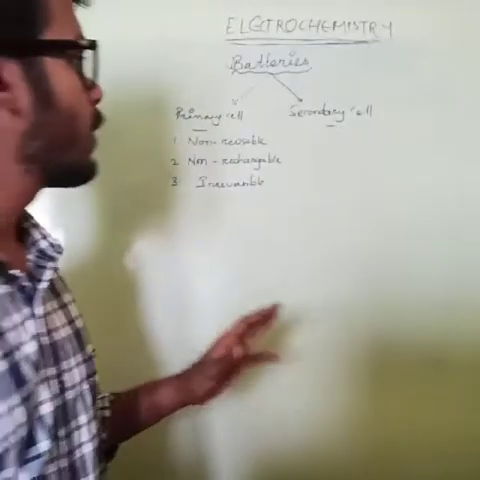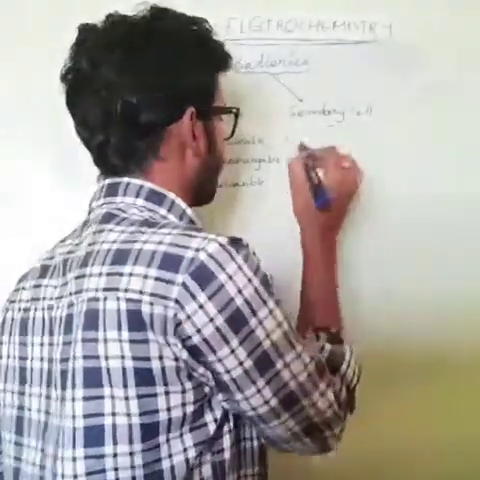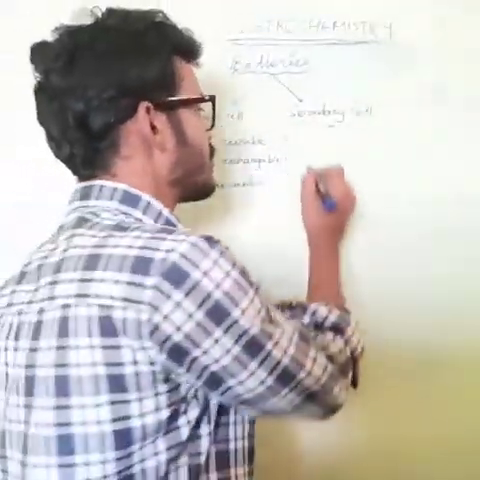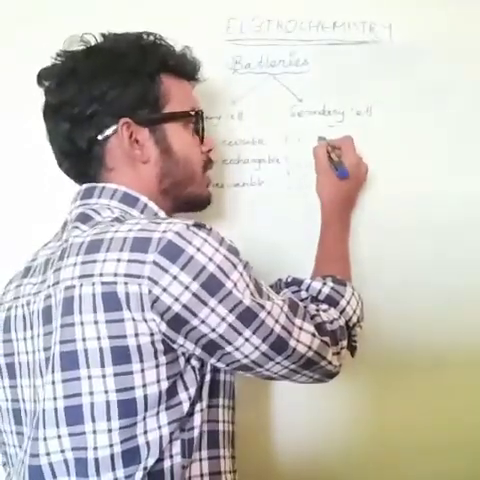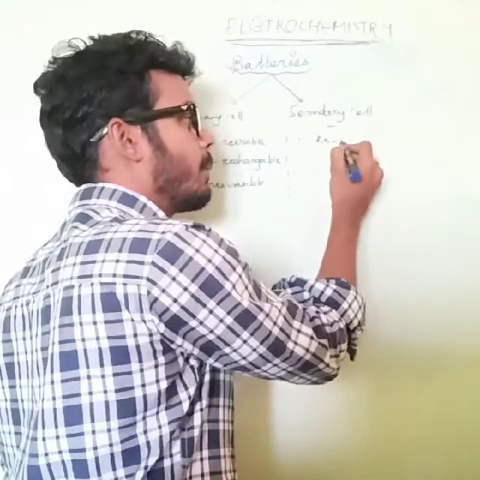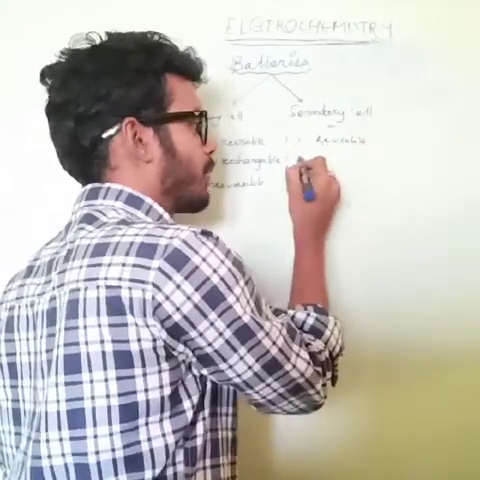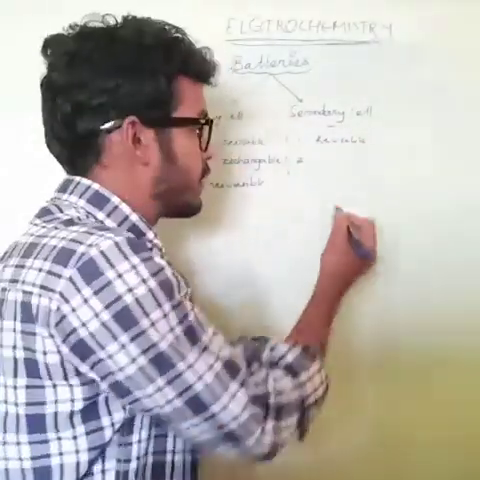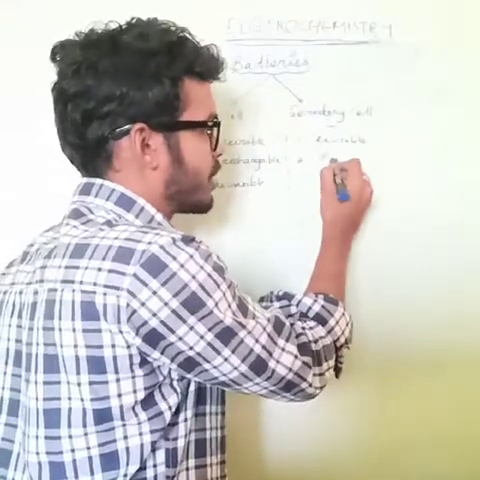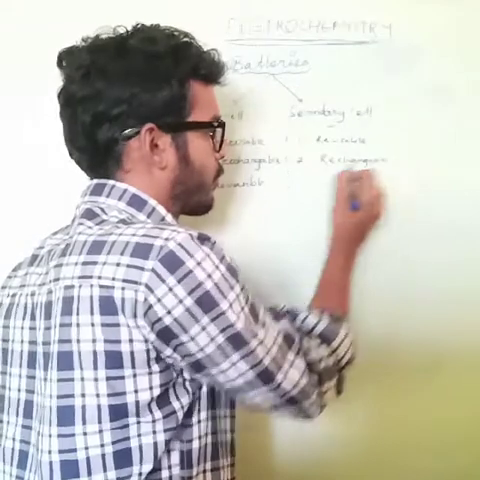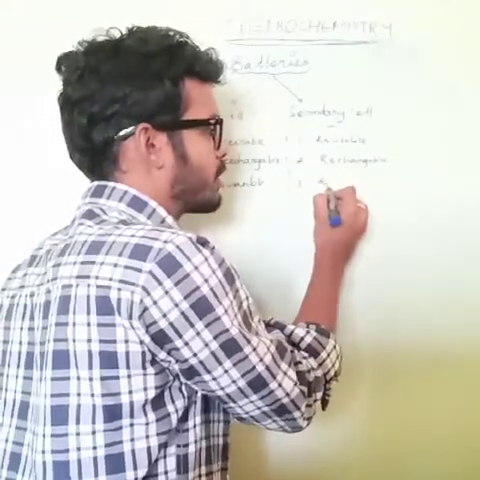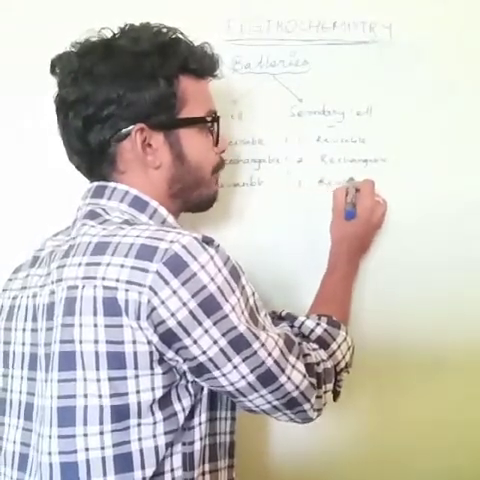And what are the secondary cell characteristics? Obviously the opposite. That is what? These cells are reusable. Second is what? These cells are rechargeable. Third is what? It is reversible.